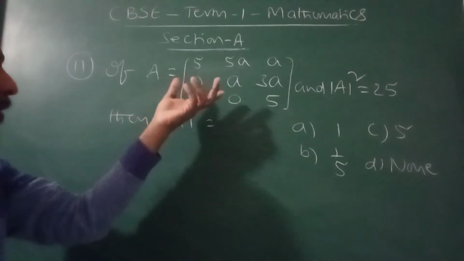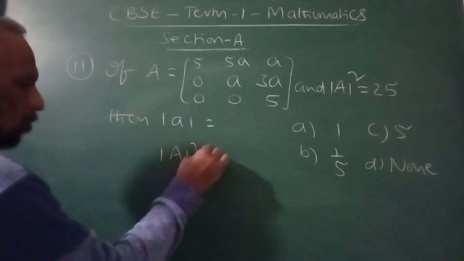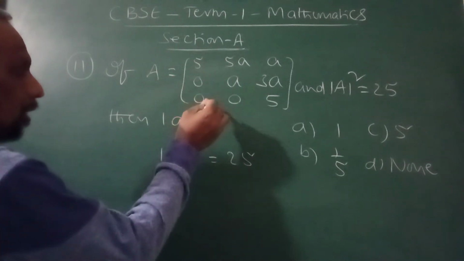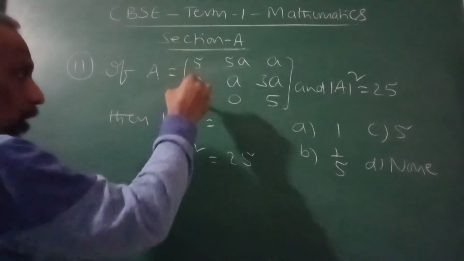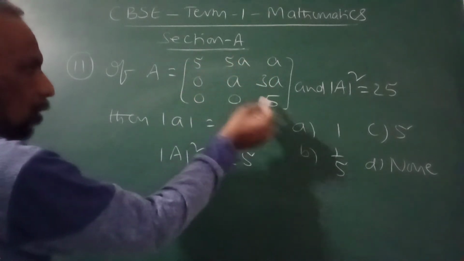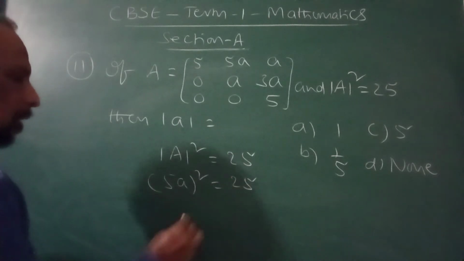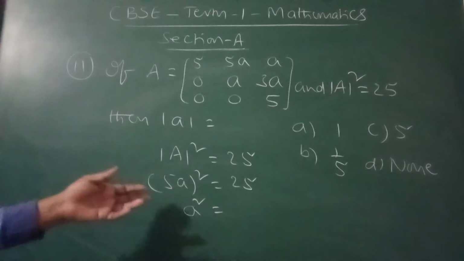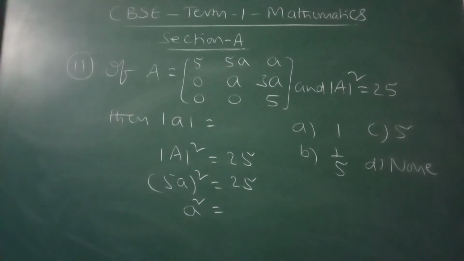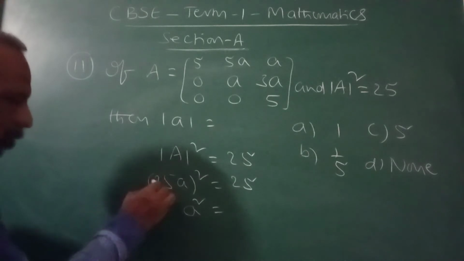In this problem, the given matrix has det A whole square equal to 25. So if you write det A whole square equal to 25, what is det A? You expand this determinant of this matrix along the first column. If you expand, leave this column, you will get only 5A. So 5A whole square is equal to 25. Then you will get A square equal to, you can see here, I have given 5A whole square is equal to, it comes this one, right? 25 they are given here. Because this is the expansion of this, 25A.